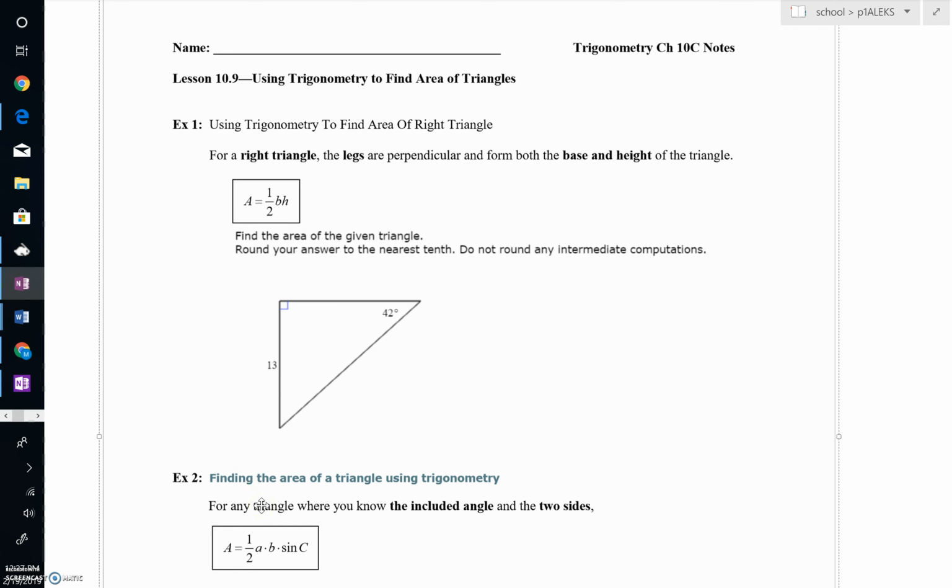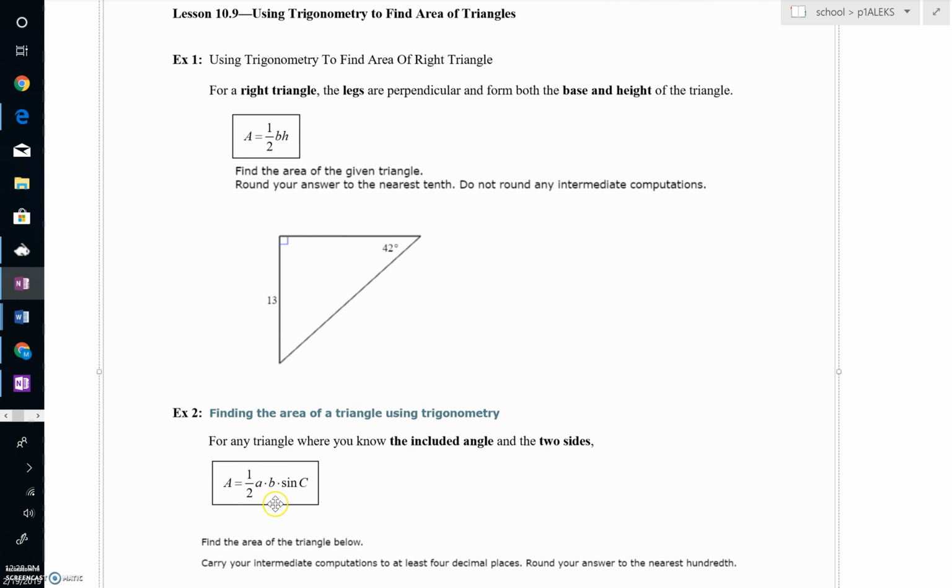Algebra 2, we're looking at lesson 10.9, and the big idea is finding areas of triangles. And very often we might have to use trigonometry to do that. So take a look at what we have in the notes right here.